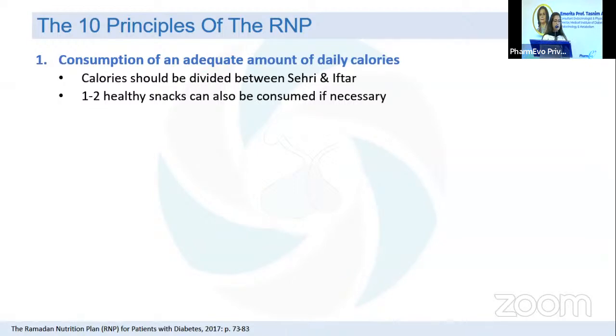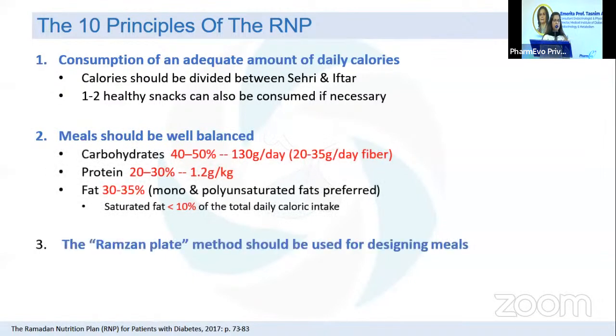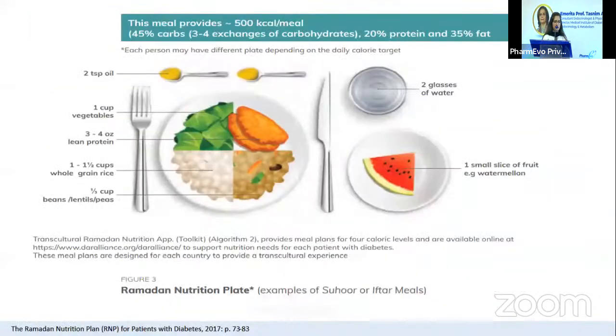So meals should be well balanced with carbohydrates of 40 to 50%, protein 20 to 30%, and fat 30 to 35%. Ramzan plate method should be used for designing meals. And what is the Ramzan plate method? This is a Ramzan nutrition plate, and it provides around 500 kilocalories per meal with 45% carbs, 20% protein, and 35% fat.